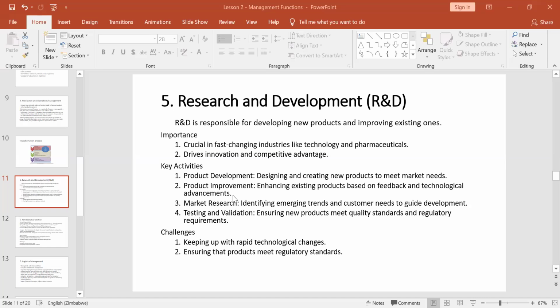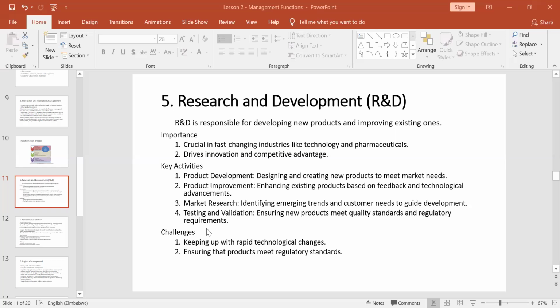Now, the challenges that the research and development team faces, we have two main challenges. Number 1 is keeping up with the rapid technological changes. And number 2 is ensuring that the products meet the regulatory standards, because these standards are always changing. They are forever updating, the parliament changing this and that. So if you are a research and development manager, these are the two main challenges that you are going to face. So I think we can end with research and development.